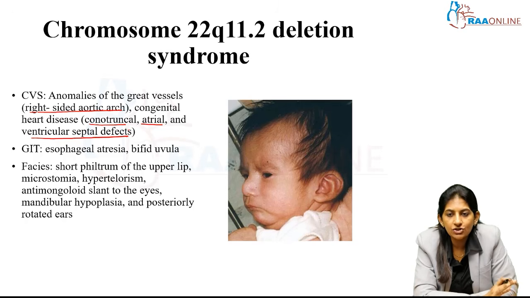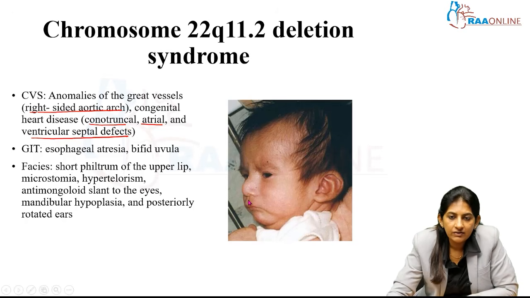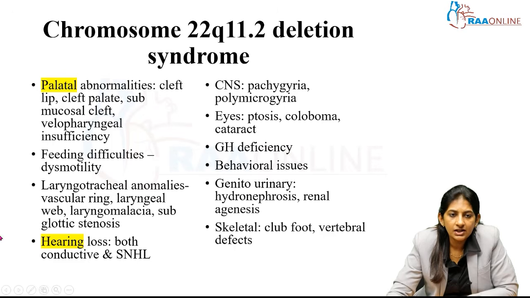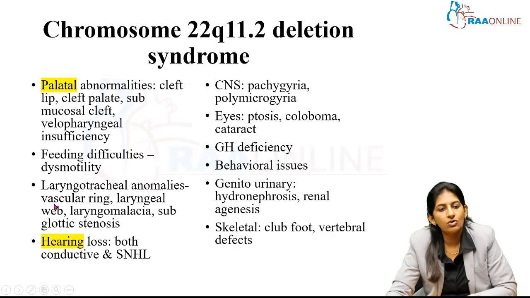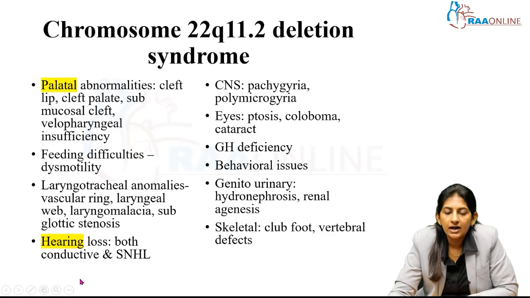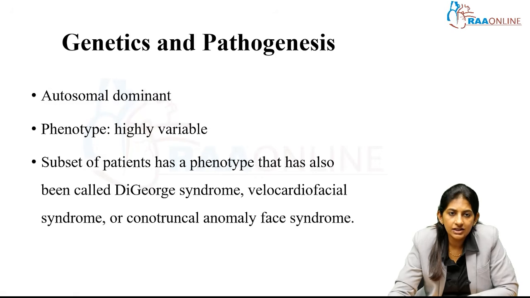So the typical DiGeorge facies: they have a very small mouth, microstomia with a very short upper lip, short philtrum, hypertelorism, and they have an anti-mongoloid slant. These children can also have feeding difficulties because of the bifid uvula, because of the velopharyngeal insufficiency. They can have varied laryngotracheal abnormalities. They can also have hearing loss. They can have CNS abnormalities like pachygyria, etc. And these children can also have other genitourinary abnormalities, skeletal abnormalities, etc. So there is a wide range of abnormalities that we see in DiGeorge syndrome.